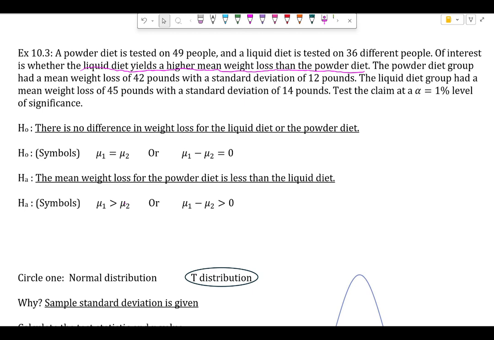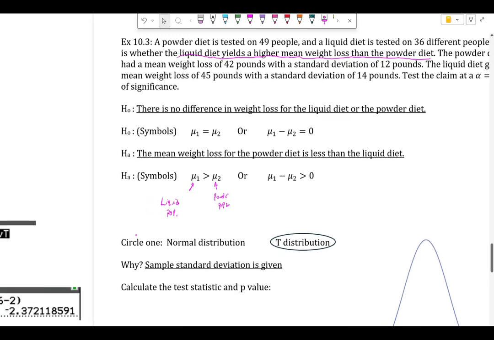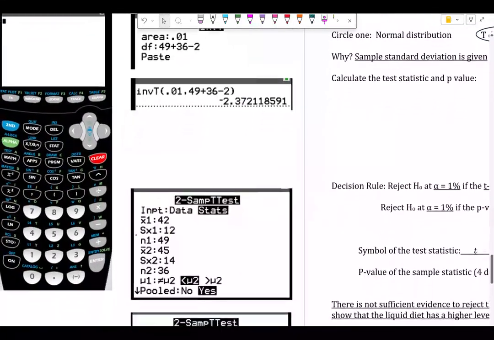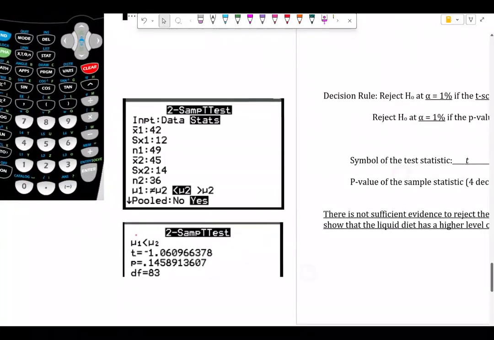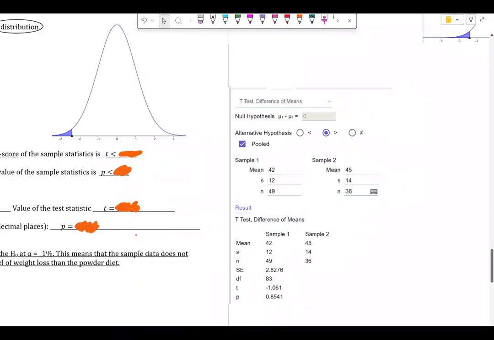So this is an example of how challenging these hypothesis tests can be, in that we're comparing two different populations. If we did this, then that would mean that the liquid diet is population 1, and the powder diet is population 2. But I think the rest of this solution that I've already created is based off of the other way around. So all of this has to change. Okay, I apologize for that.